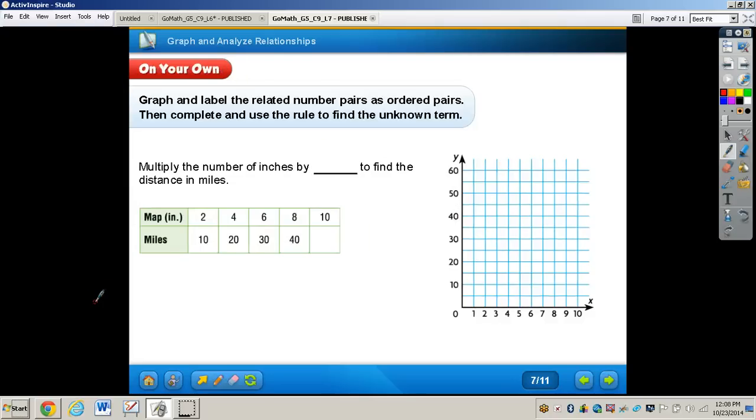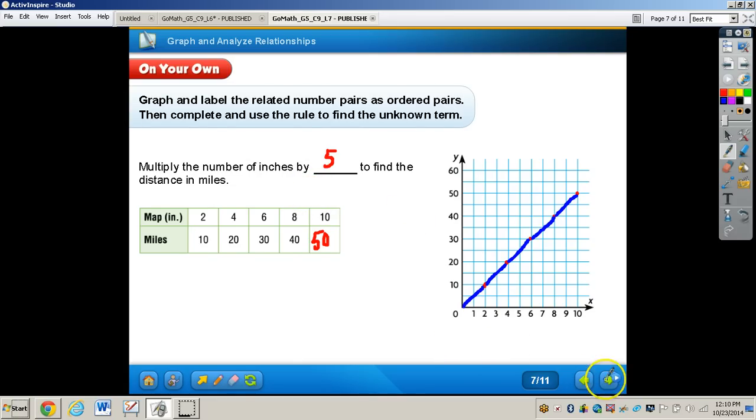Okay, one last problem to do for the on your own. Work through this problem. When you're finished, you can press play and I will have your answer. So pause the video now. Okay, here's the answer for the on your own. You can see how I graphed my ordered pairs: 2 and 10, 4 and 20, 6 and 30, 8 and 40, 10 and 50. I multiplied the number of inches by 5 to find the total distance, and you can also see how I plotted my points on the graph.